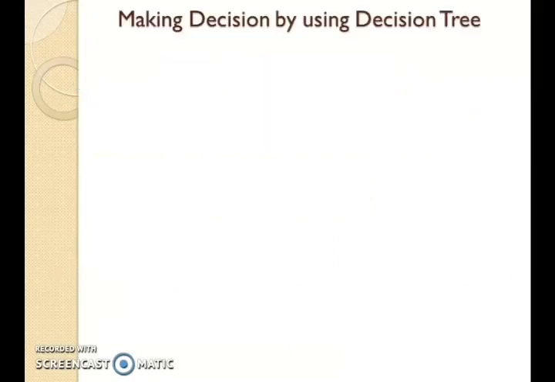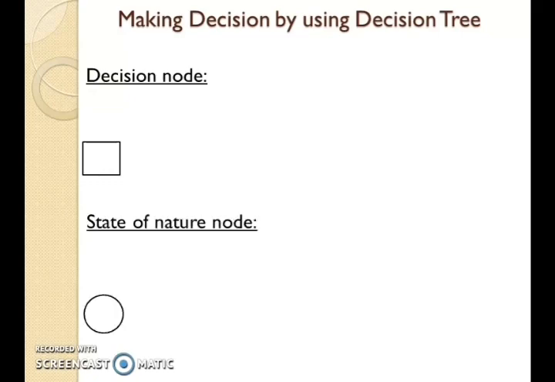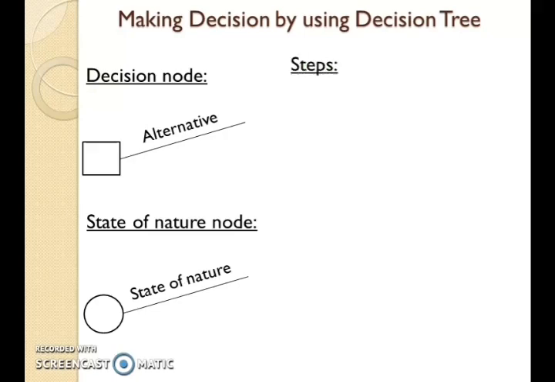There are two kinds of nodes in a decision tree. The first one is called a decision node, which is represented by a square, and the second one is called a state of nature node, which is represented by a circle. Branches that come out from a decision node represent alternatives, while branches that come out from a state of nature node represent states of nature.